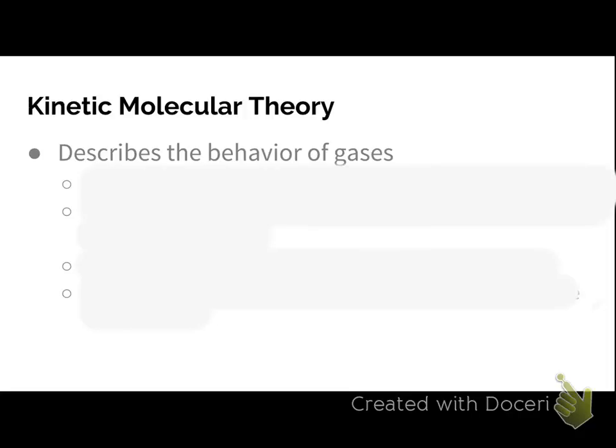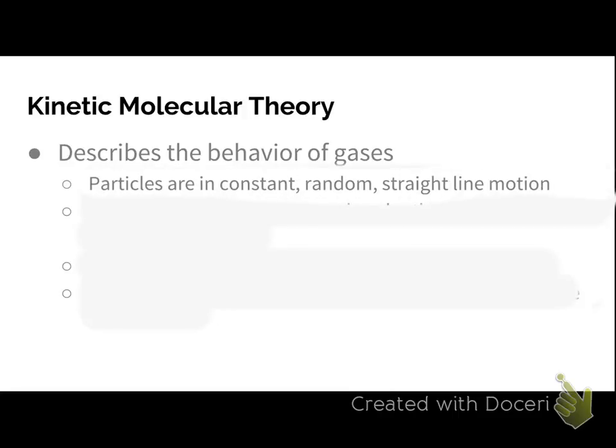Now, the kinetic molecular theory describes to us the behavior of gases. So how do gases behave? Now, we know already that gases do not have a definite volume and they do not have a definite shape, but we want to talk about that in a little bit more detail here. So the first thing is that gas particles are constantly in motion. Now, their motion is random, but it is in the form of a straight line.